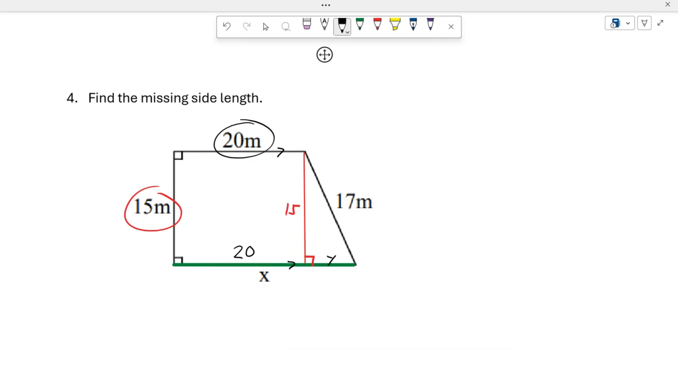As always, the Pythagorean theorem says that the sum of the squares of the legs, which are 15 and y, of a right triangle is equal to the square of the hypotenuse. So 15 squared plus y squared equals 17 squared. 15 squared is 225. Y squared is going to hang out for a second. 17 squared, I think, is 324. No, it's not. 17 squared is 289.